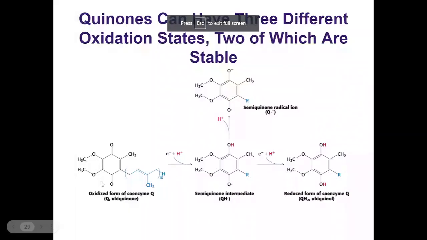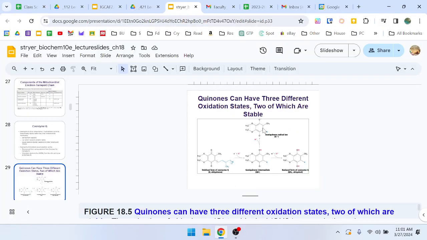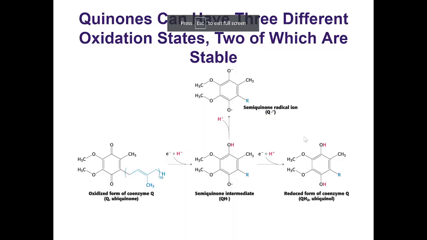Okay, so this right here, we're going to have our quinones. These can have 3 different oxidation states, 2 of which are actually stable oxidation states, and so it can last a fair amount of time. So this right here is the typical ubiquinone, okay? And that's the one that you typically are referring to when you say Q, ubiquinone, right?